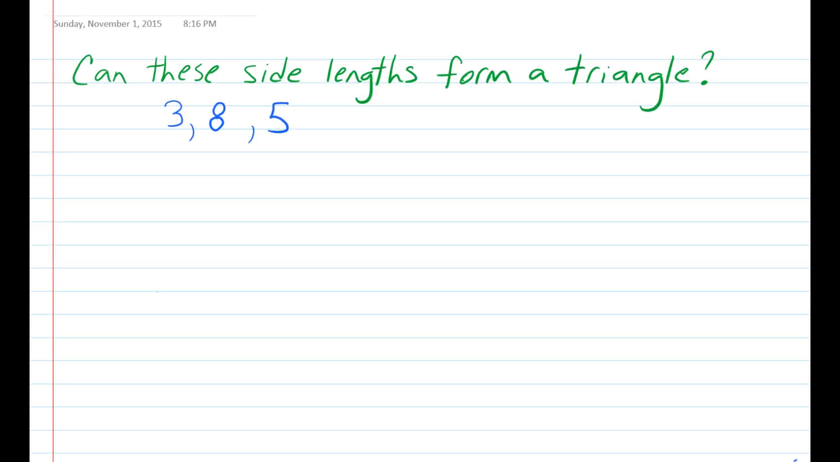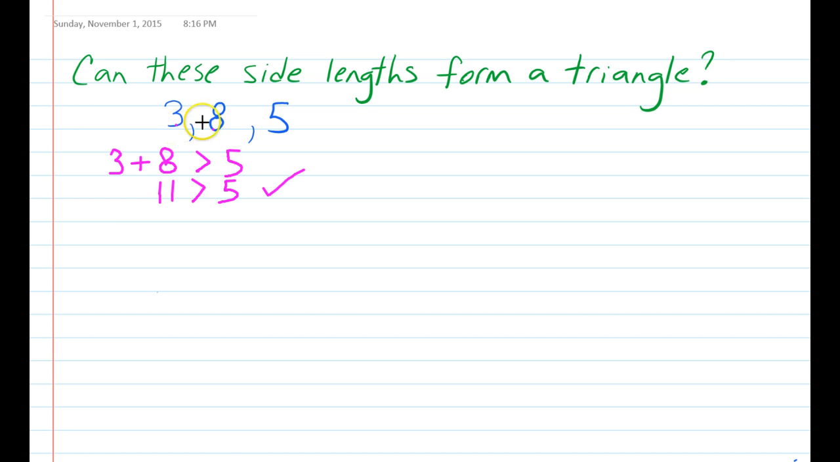Let's look at an example of this. It says, can these side lengths form a triangle? And they give you 3 side lengths of 3, 8, and 5. So use your new triangle inequality theorem to solve this. So we know that the sum of 2 of the sides always has to be greater than the third side. So let's check it out. Let's say if we did 3 plus 8, that has to be greater than 5. Well, that's obvious. That would be 11 is greater than 5, and that works.